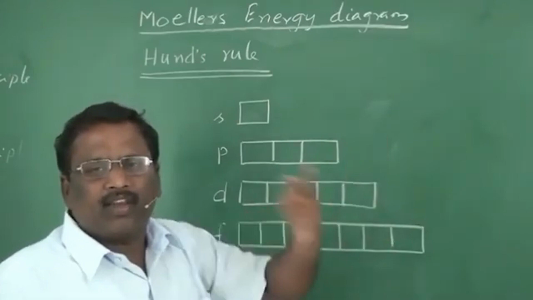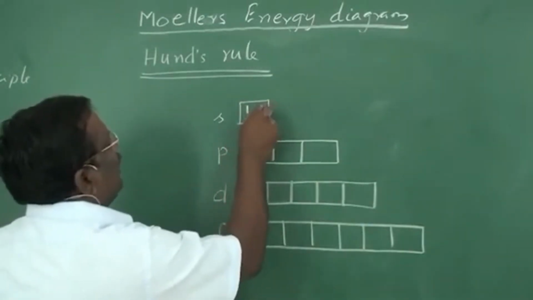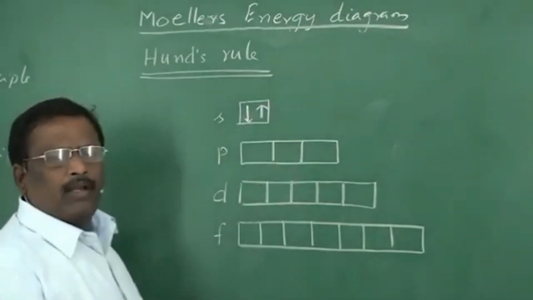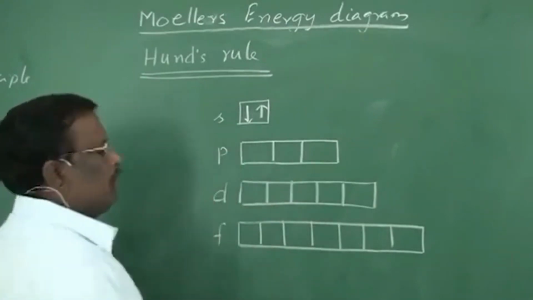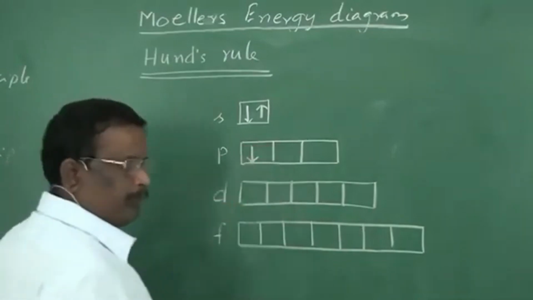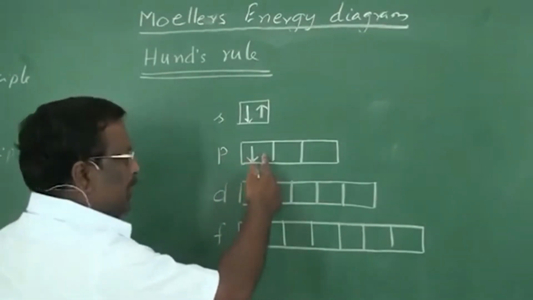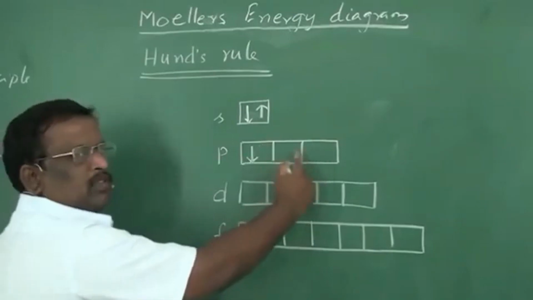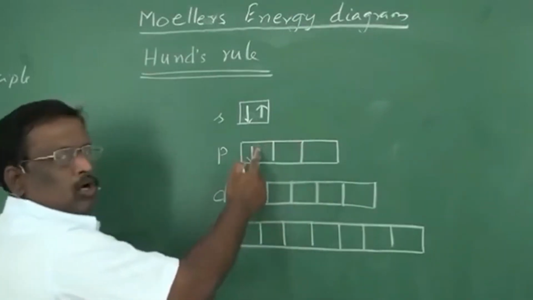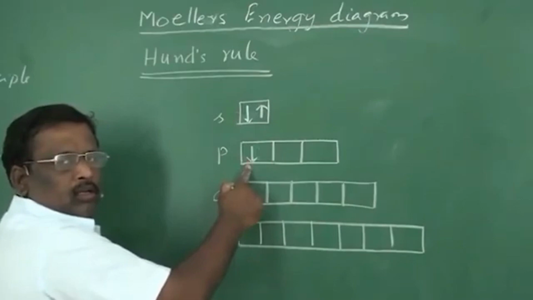For example, in s sub-energy level you have only 1 orbital, so the first electron will enter here and the second electron will enter like this. That means pairing occurs with the second electron itself. But in the case of p sub-energy level, the first electron will enter here, then the second electron. Now according to our opinion, this orbital can accommodate the second electron, but there are 2 more orbitals with the same energy. So the second electron is not possible to pair with the first electron because these orbitals are empty. So the second electron will enter here.